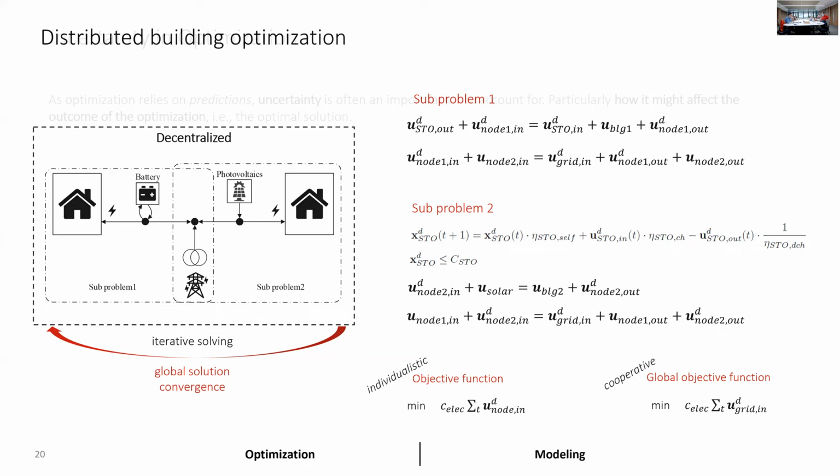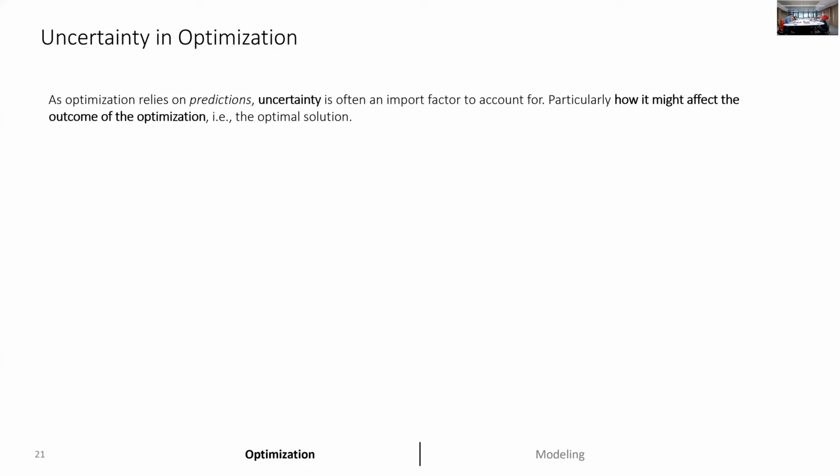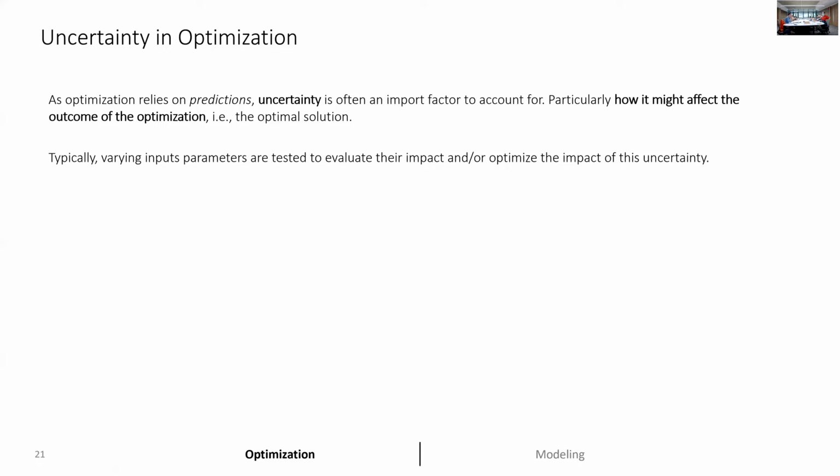So let's talk about uncertainty as well. We're reaching the end of this. There's 23, 24 slides, so bear with me. Just a couple more notions. As optimization relies on prediction, right? Because you want to take the best decisions for the future, there's always uncertainty. That's an important factor to take into account, and how that might affect the outcome of the optimization. Typically, to account for uncertainty in optimization, you would vary certain input parameters and test how that impacts the optimization as a whole.